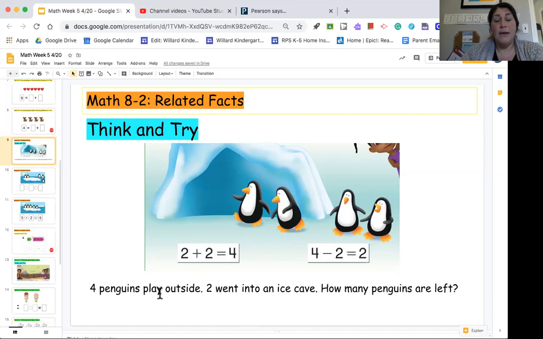So I was thinking about this one and I was saying, there's 4 penguins playing outside, 2 go into a cave. How many are left? Well, I know they're starting with the whole, they're taking a part away. So when I look at these equations, this one, 4 take away 2 is 2, would be the correct one. That's what would relate to this question. Let's work on this next one together.